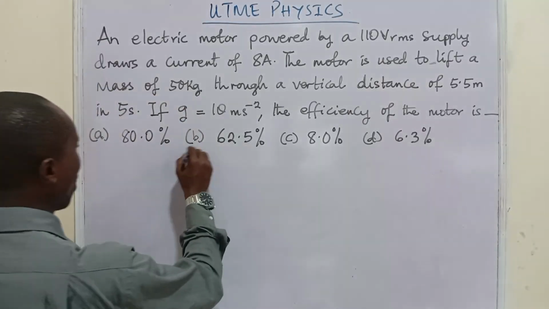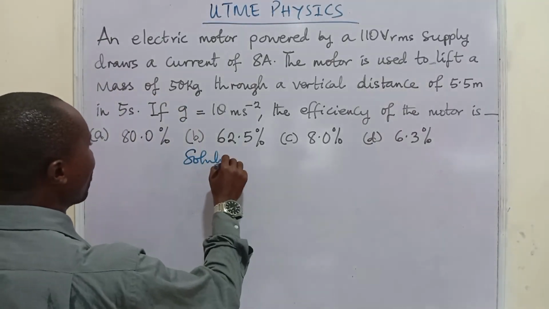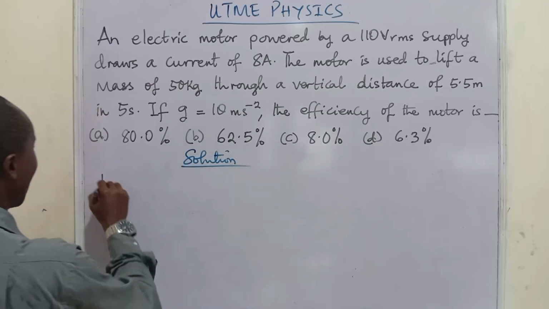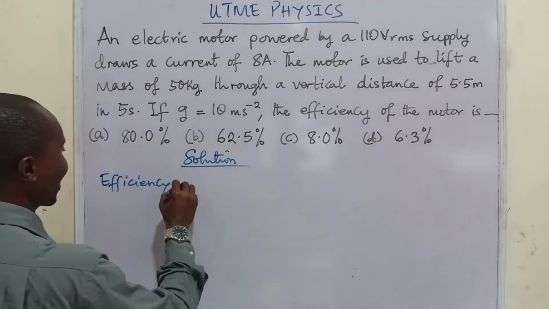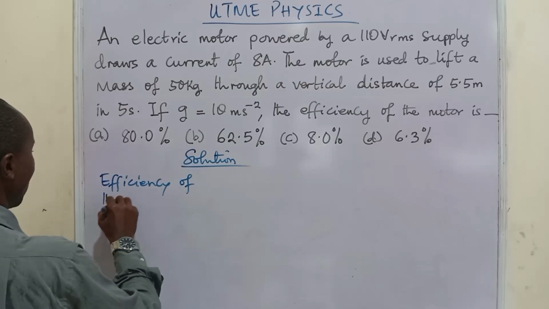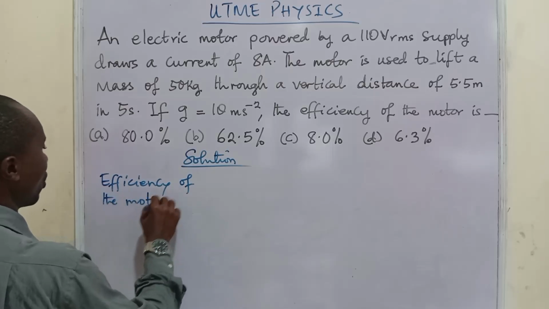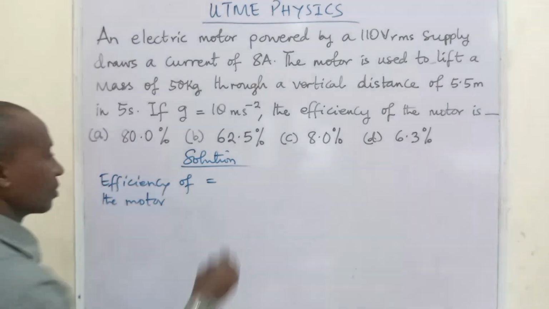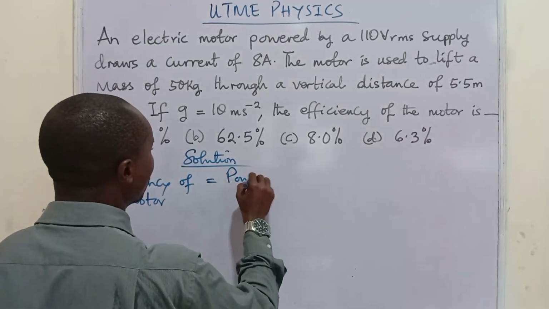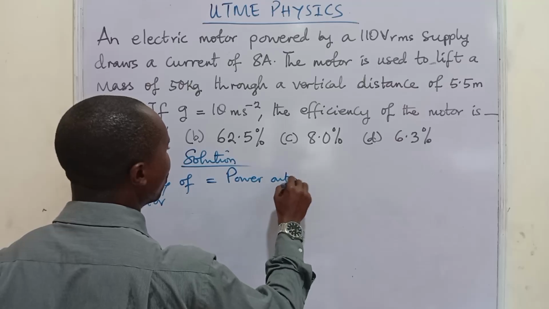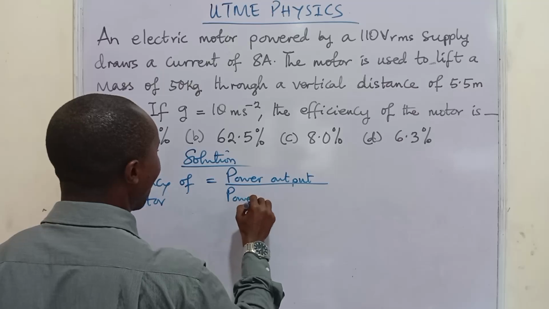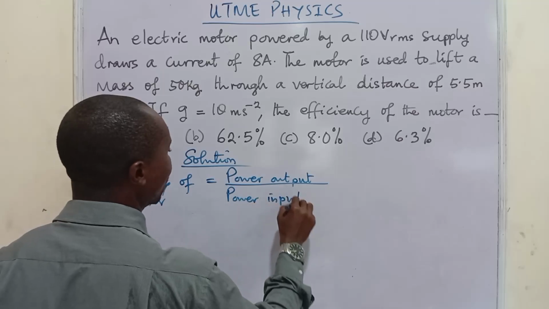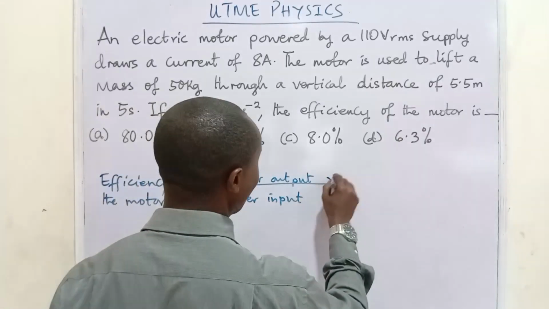So we want to find this. So quickly, let's go solving this problem. Efficiency is usually expressed in percentage. The efficiency of the motor is going to be given as power output divided by power input. I told you, express the word percentage.